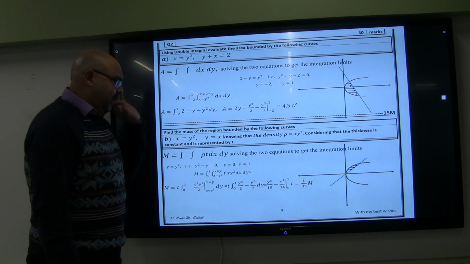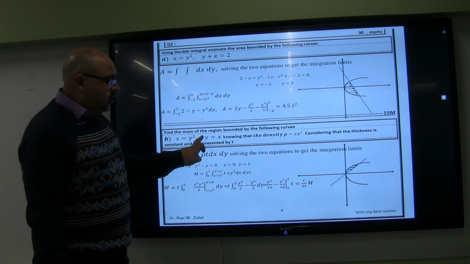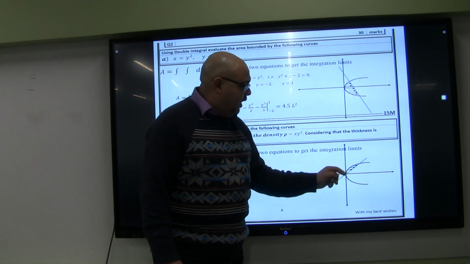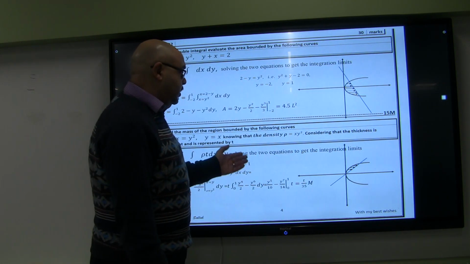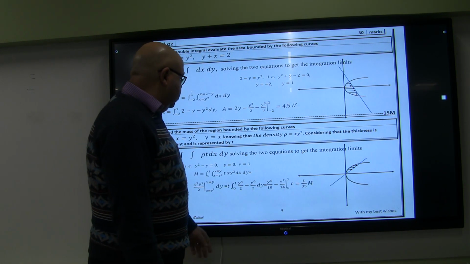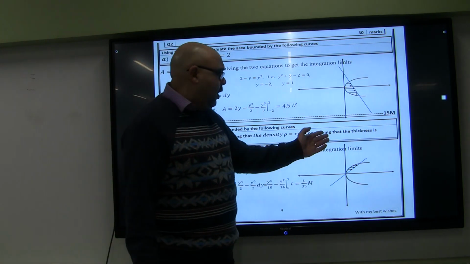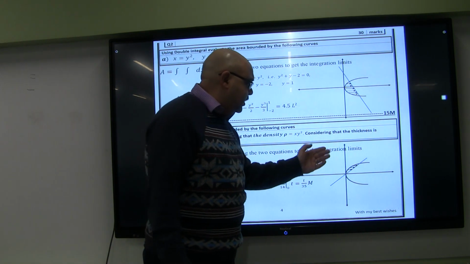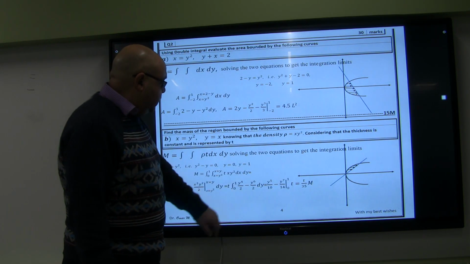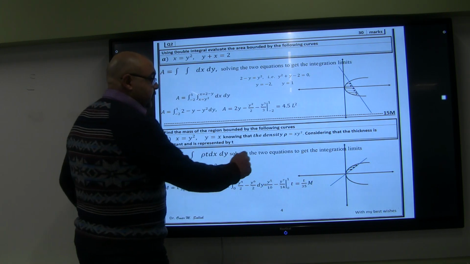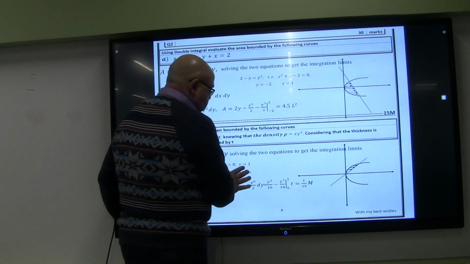Second problem, exactly in a similar manner: x equal y squared and y equal x. This is y equal to x. This is the part that we want to evaluate. He is asking you about the mass. It will make no difference if you go for y and then for x, or you go for x then for y. I will choose to take dx dy, but remember here that the density is rho, so the mass is rho times the double integration.